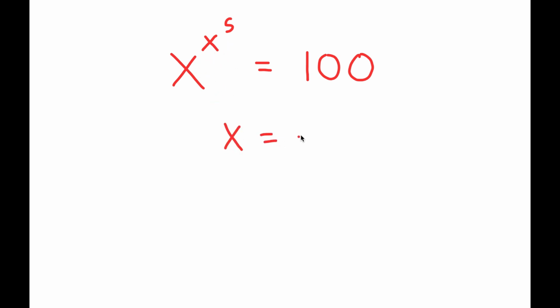Alright, so in this video, I'm going to be solving the equation x to the power of x to the power of 5 is equal to 100. My only variable in this equation is x, which I have twice, so this is going to be solving for x. And now for my solution.